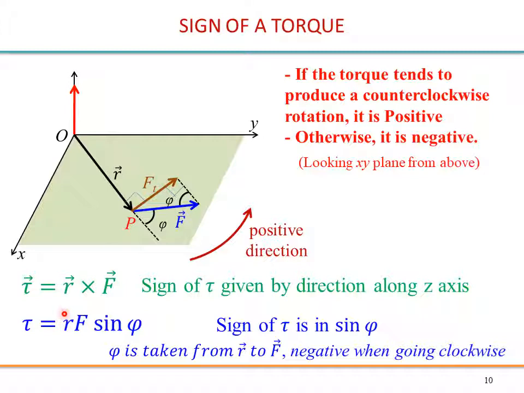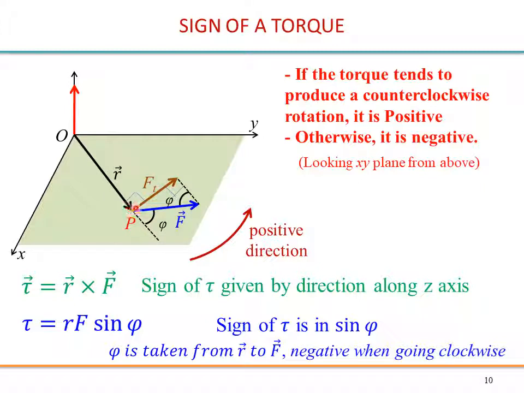But if you don't want to use this cross product, you calculate tau in this way: you have the magnitude of R, the magnitude of F, and the sign. Then how to know you have the proper sign? It turns out that you can calculate it this way, and the sign of tau is in fact the sign of phi. So you have to be very careful in selecting your phi. Do not mistake.